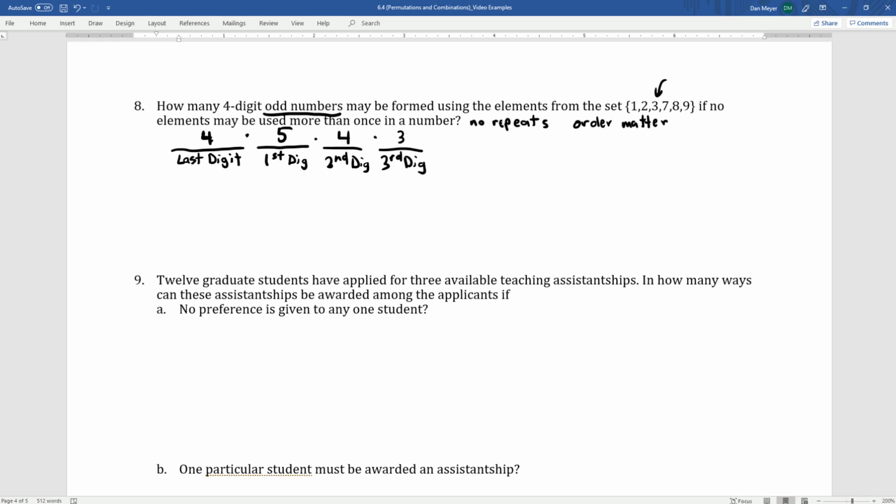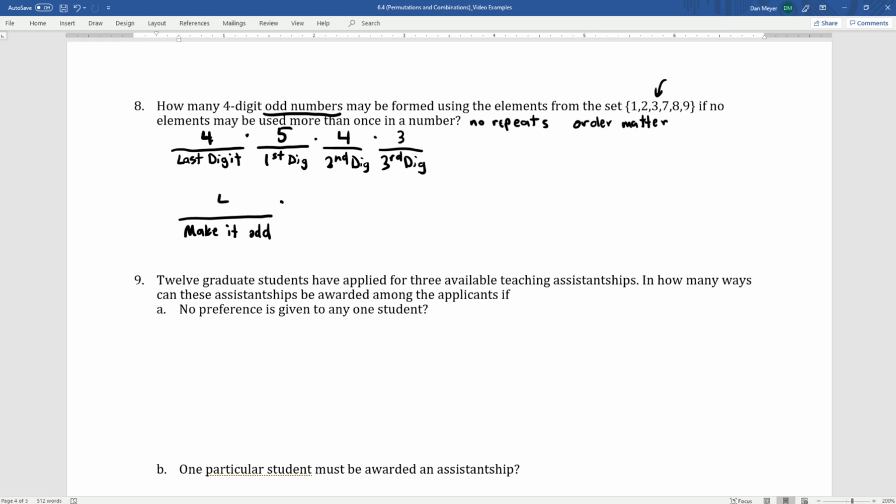Now, a slightly more clever way, I don't know, maybe clever is the wrong word here. Another way of thinking about that is we just deal with this restriction first. So it really is a permutation. It's a permutation with a restriction. So if we deal with this restriction first, all right, make it odd.